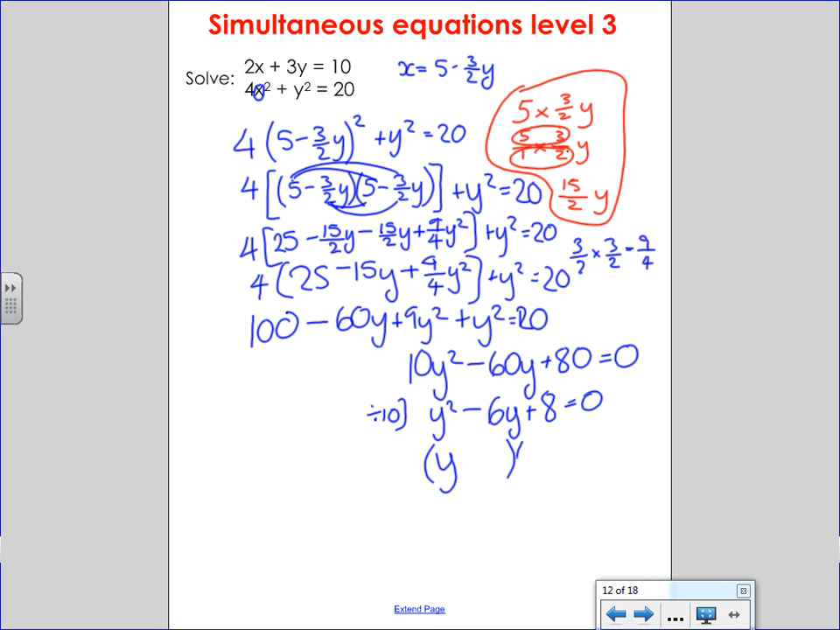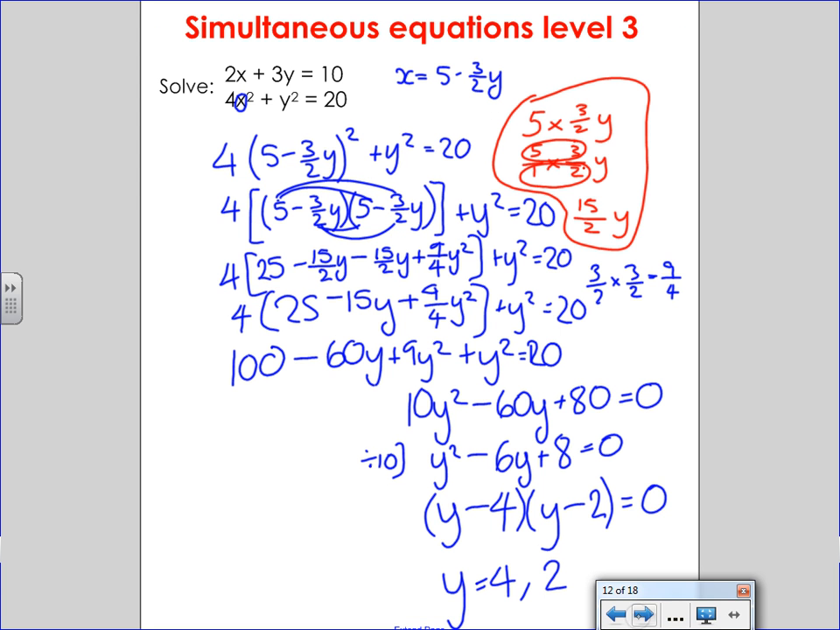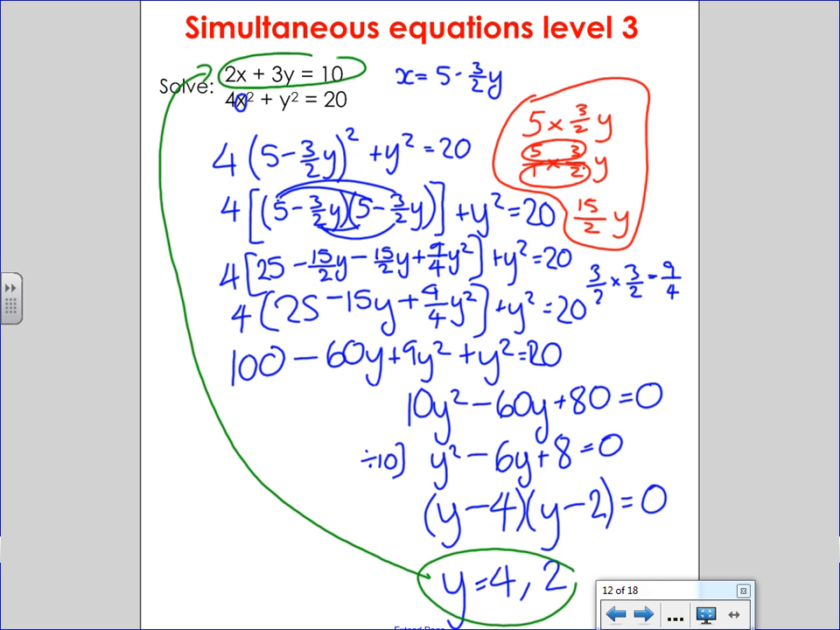Right. Factorise. Factorising is always nicest if possible. I think it's going to be a 4 and a 2 somehow. Well, 2 times 4 is 8, and minus 4 minus 2 is minus 6. Yep, I agree with that. So y equals 4 and 2. Is that what we got? Yes. Y is 4, y is 2. Great.